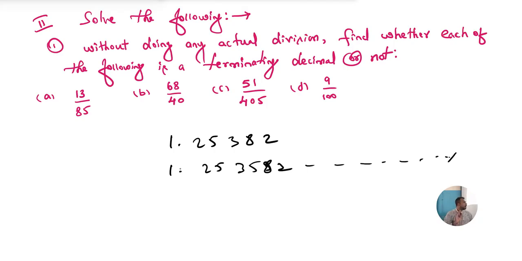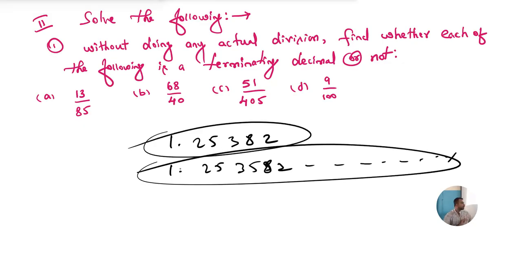Just we want to tell only this much, whether it will stop or it does not stop. If you divide 13 and 85, what answer you get, they are not asking you the answer. Whatever the answer you get, whether you will get the exact answer, somewhere it will stop, or you won't get the exact answer. It means the values are infinite.